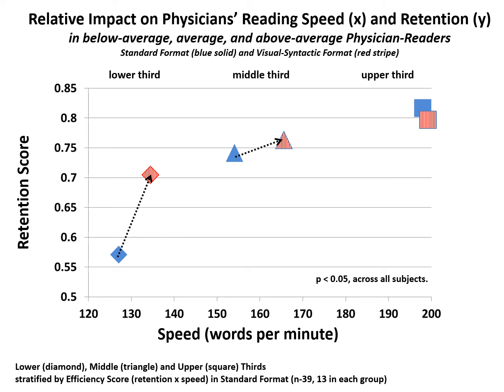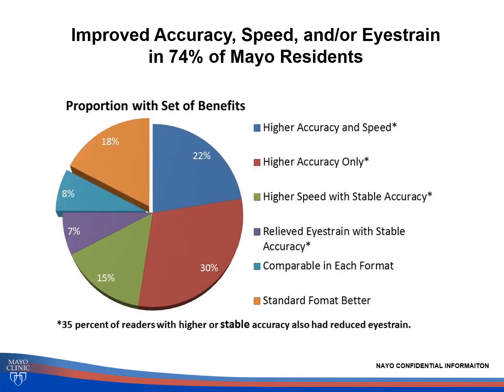And the middle third had a slight increase in their retention, but they still had a nice increase in their reading speed without losing any comprehension or retention. So both of these groups had improved efficiency in their reading. When we look at the different possible benefits, including retention, speed, eye strain symptoms, about 2/3 of our residents reported one or more of those benefits.